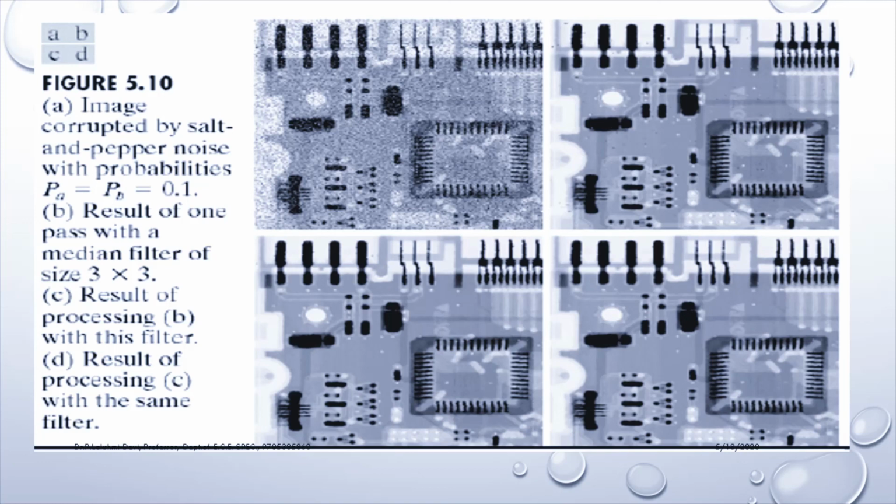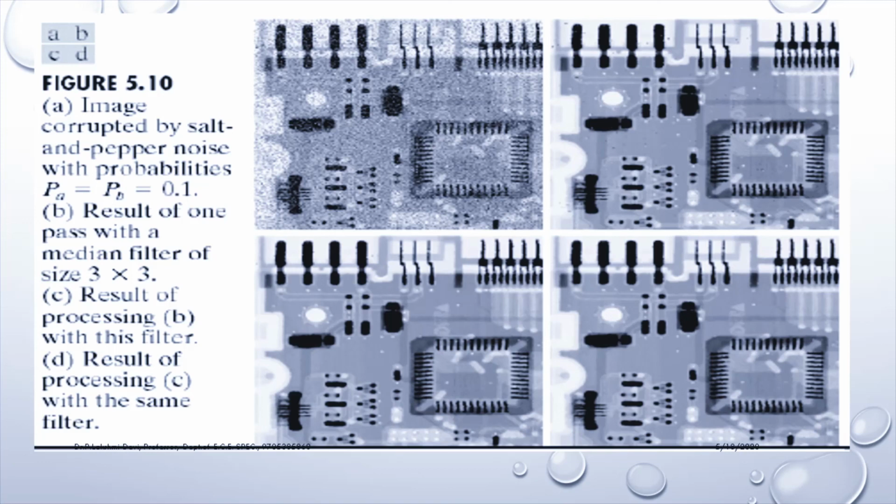The result of processing B with this filter again is this response. The same result of processing C with the same filter is this response. That means each output is an input again to the median filter. Still, in these cases we observe minimizing of the noise and maximizing of the clarity. Okay, this is an example.